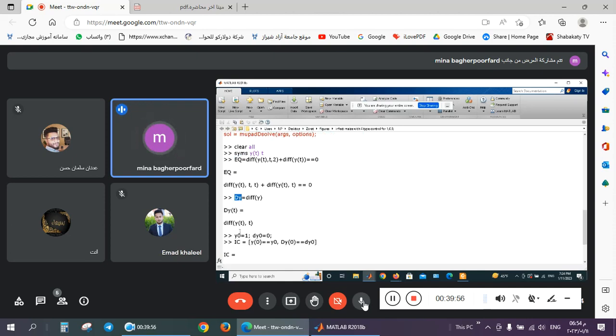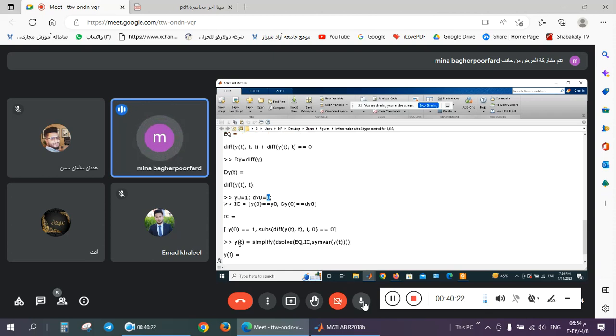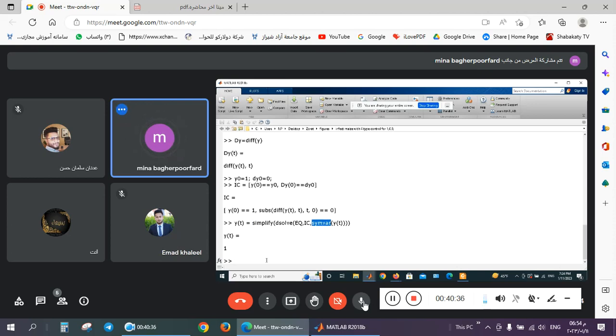Definition of dy. After that, I define y0 and dy0, with whatever values you want to use. And after that, you should define the initial conditions. Okay, y0 is 1, and dy0 has the value 0. After that, I solve by using dsolve, simplify, and symvar. I solve my differential equation, and the value of this equation is 1.